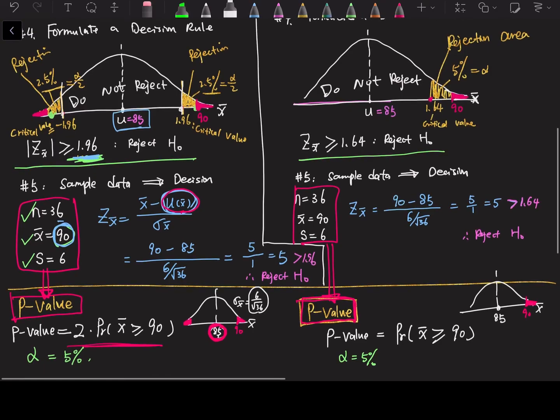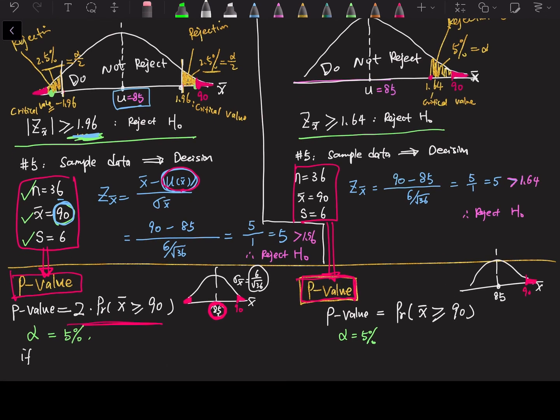Okay, so let me write here. If the p-value is less than or equal to the significance level, we reject the null hypothesis, because most of the time we really want to reject null. Otherwise, we accept null. Because most of the time we want to reject the null hypothesis, you always want to have a small p-value. So the lower the p, the better. The lower the p, the better chance we reject the null hypothesis.